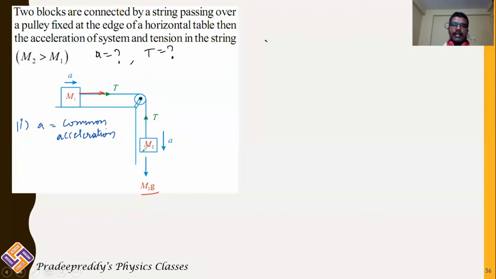Number one, the acceleration is common acceleration, because two masses are attached with the same string. And second is smooth surface. We are considering it as smooth surface. We are neglecting friction. If there is any friction, then you need to take account of friction. But including friction, we will solve problems in the later sections.